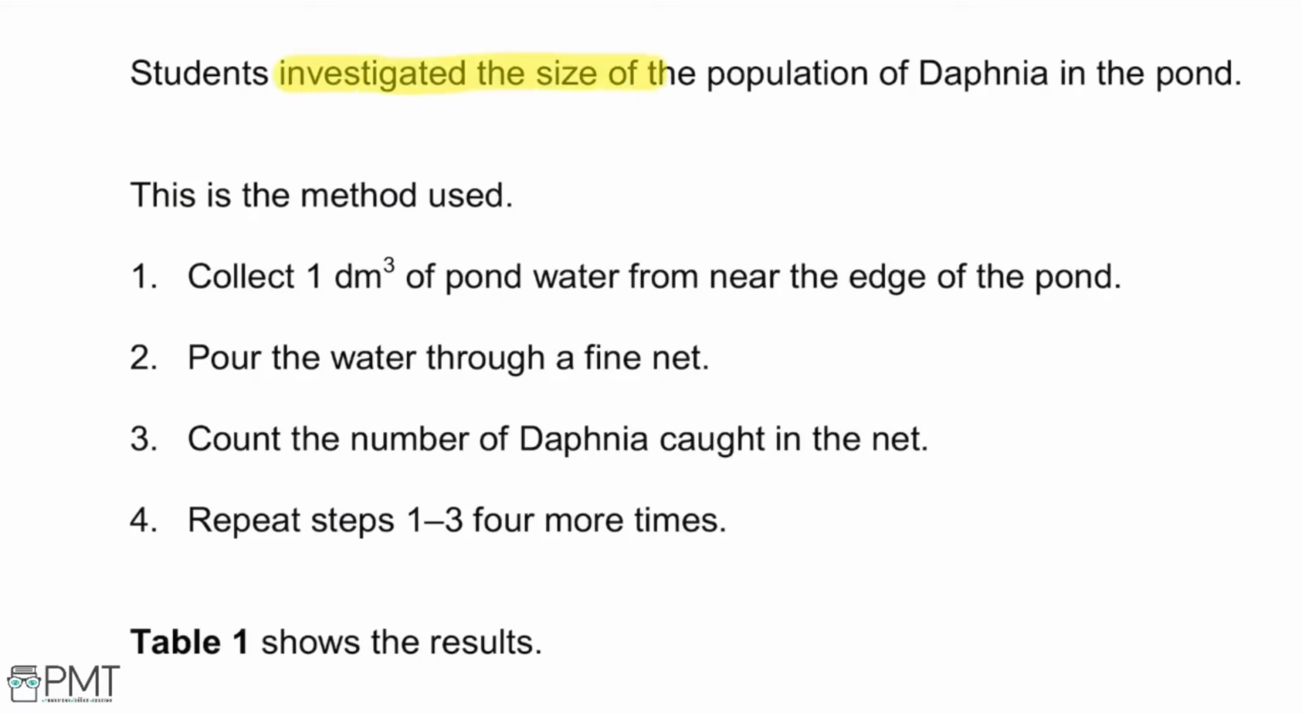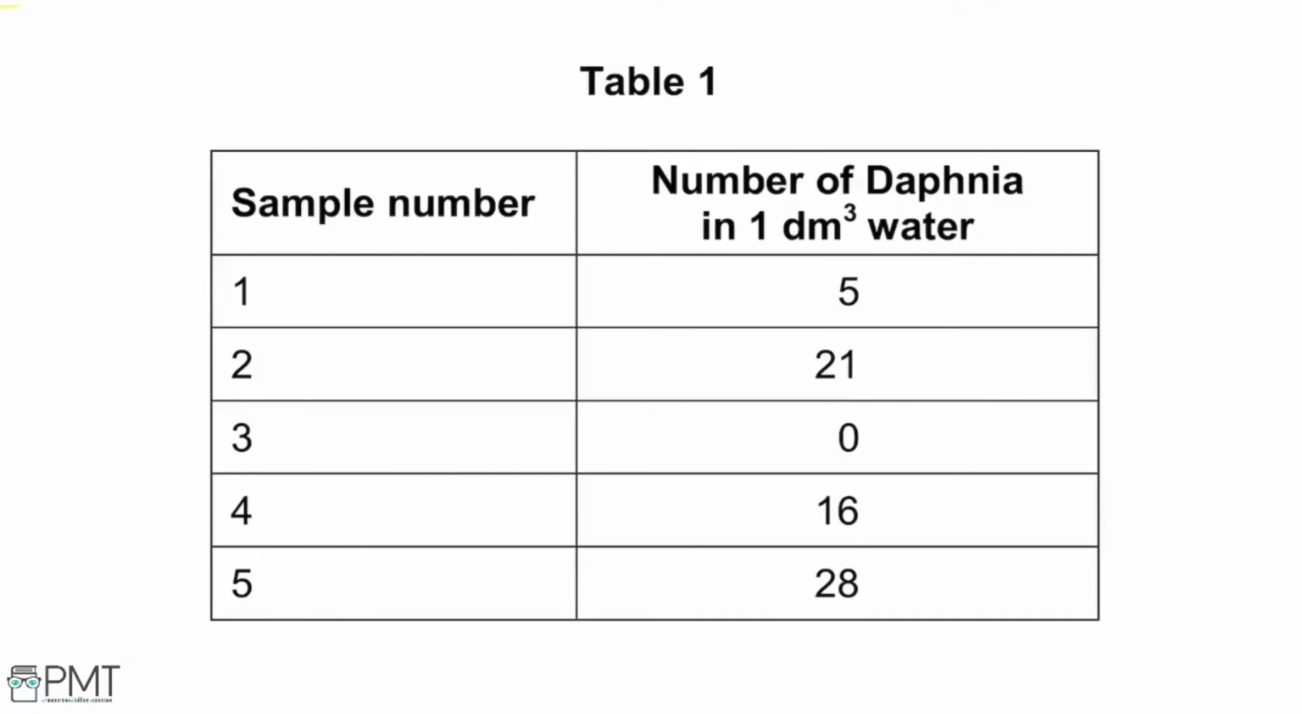Students investigated the size of the population of daphnia in the pond. This is the method used. Collect 1 decimetre cubed of pond water from near the edge of the pond, pour water through a fine net, count the number of daphnia caught in the net, and then repeat steps 1 to 3 4 more times. Table 1 shows the results. So here we have table 1, and on the left hand column there's the sample number, 1 through 5, and on the right is the number of daphnia in 1 decimetre cubed of water.